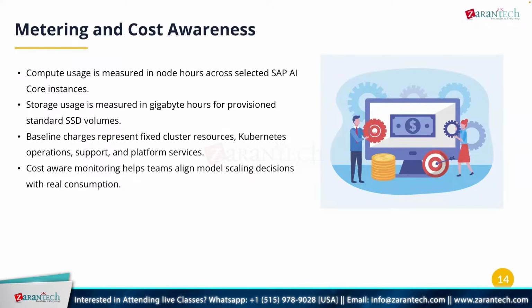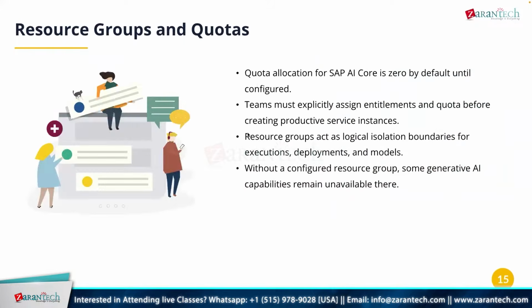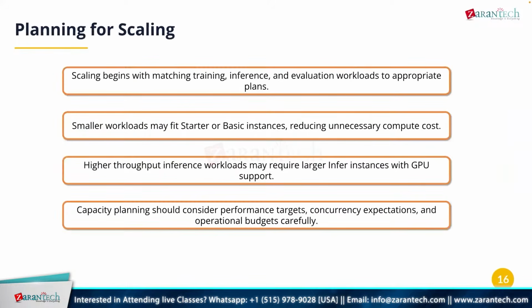The maximum performance with minimum cost is what you have to achieve. That will happen only when you have the awareness of cost and metering with proper monitoring. Okay. So this is what you have to understand in the cost awareness. So resource groups and quotas, as you already know, I discussed a number of times, these scopes and quotas. And then the planning for scaling. So scaling becomes when you match with the training, inference plans and everything.